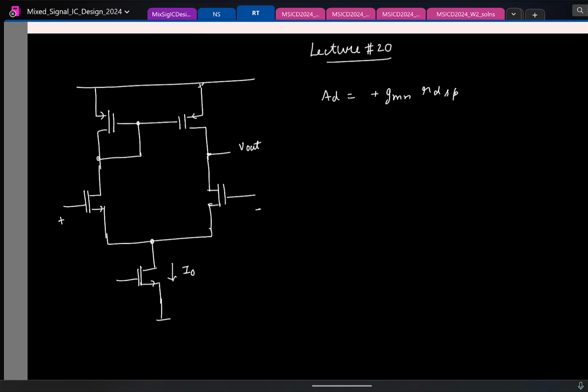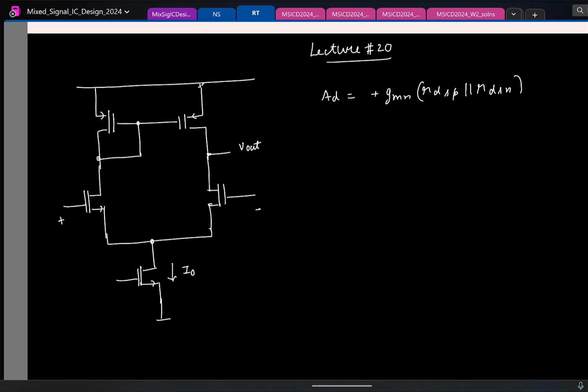And actually, if you include the channel length modulation for the NMOS transistor also, you will find that this is RDS of the NMOS in parallel with RDS of the PMOS. Again, you take it as an exercise and try to find out what the output resistance of this circuit is. It will turn out to be the parallel combination of the RDS of the PMOS and NMOS transistor.